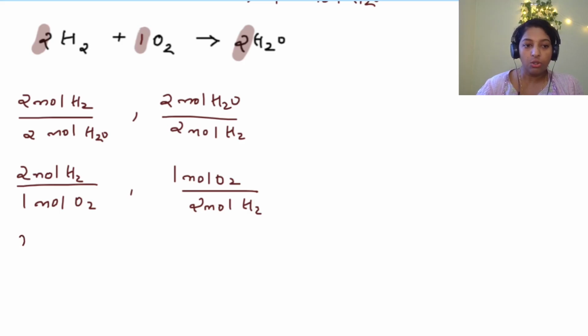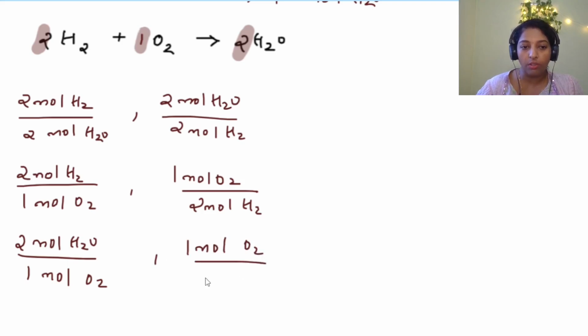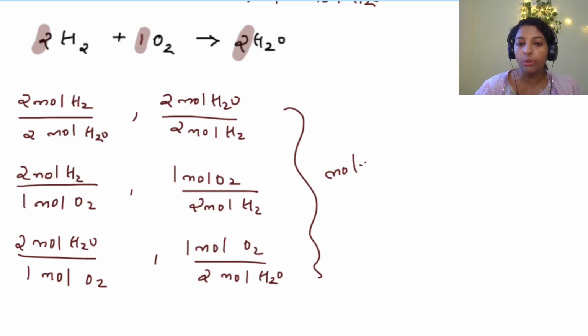Similarly, 2 moles of water is related with the oxygen. Hydrogen ratio and oxygen ratio we already discussed, but the oxygen ratio we didn't take. So you can write 1 mole of oxygen over 2 moles of water, or 2 moles of water over 1 mole of oxygen. So these are the mole ratios. You can get these mole ratios from the balanced chemical reaction. That's why I'm telling you these are just ratios only. Now you tell me, if this is the ratio, once again I'm writing here.